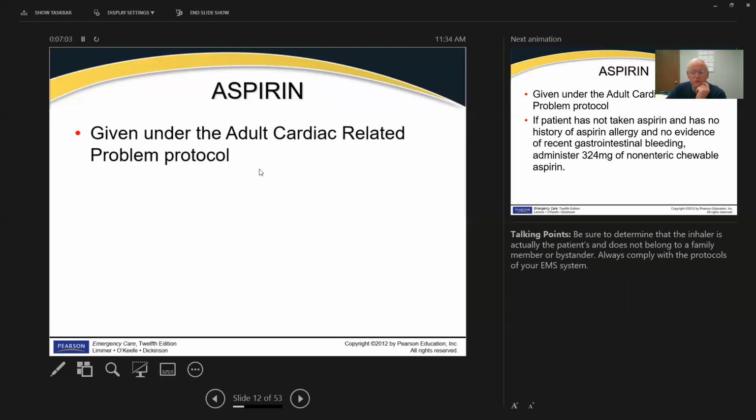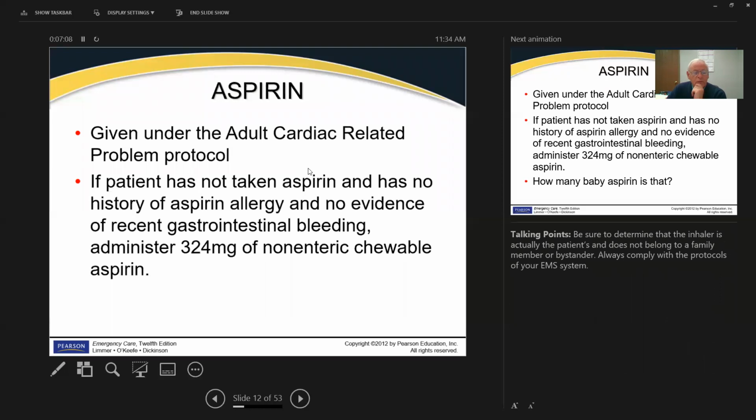Okay, and we've given you the link to the state protocols. So you want to make sure you're checking those. And we can give it if they've not already taken aspirin and they have no aspirin allergy or recent gastrointestinal bleeding, because aspirin can make their bleeding a little worse. And we're going to administer 324 milligrams of non-enteric chewable aspirin. Non-enteric means it's not coated with something.